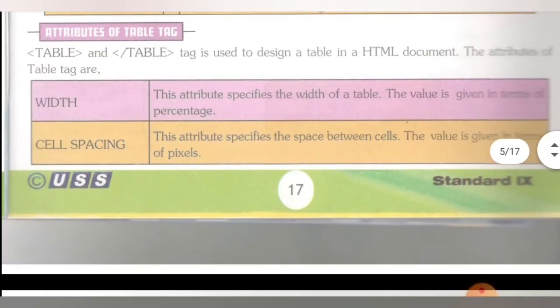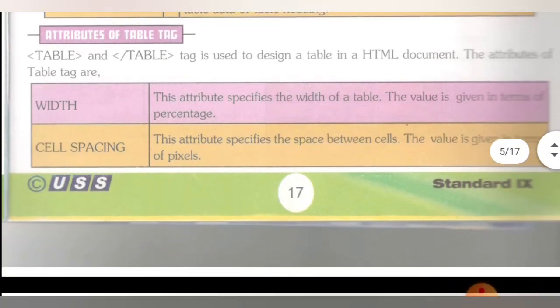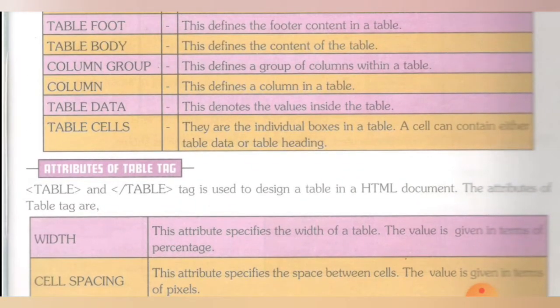Now the attributes of the table tag. What are the attributes we are using? Width and cell spacing. An attribute is nothing but a characteristic you specify. If you want to specify the width of the column, or cell spacing, meaning the gap between the first column and the second column, the space between the cells. What is meant by a cell? The intersection of rows and columns is known as a cell.